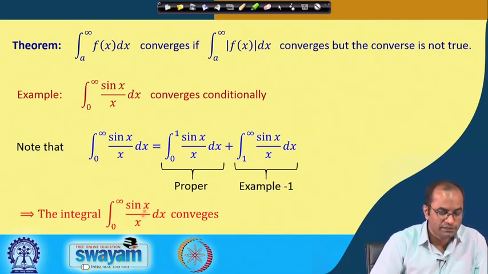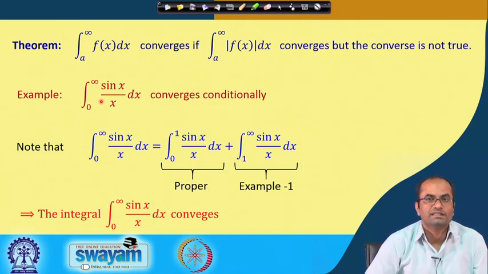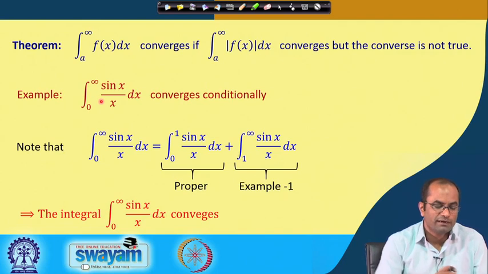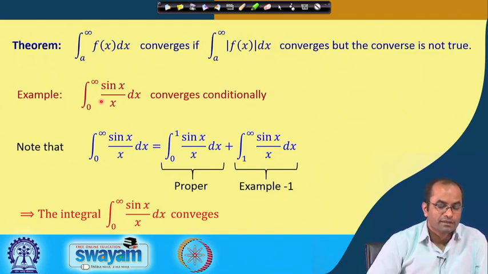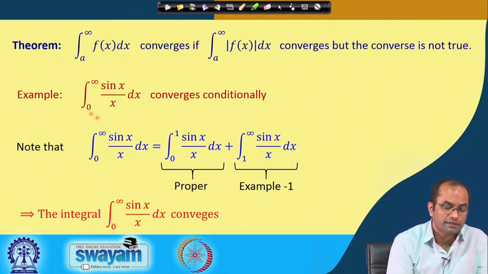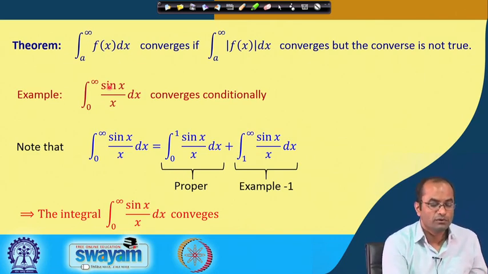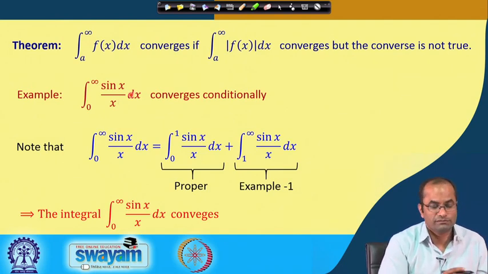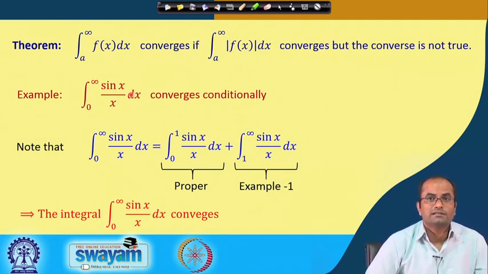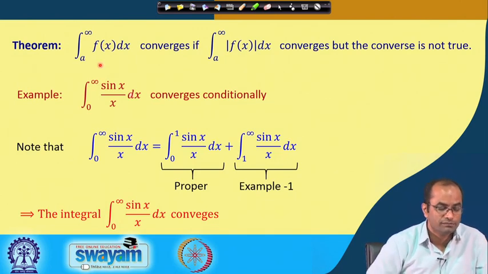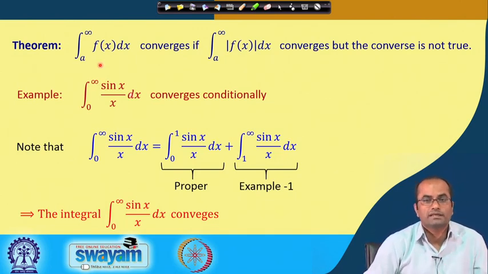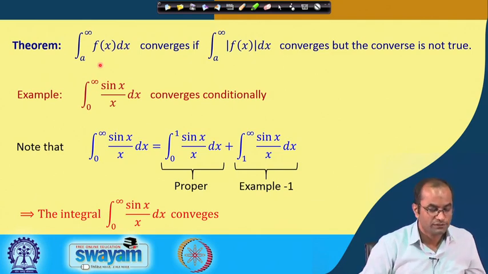So, the integral from 0 to infinity of sin x over x dx converges, and next we will show that when we take the absolute value of the integrand, that integral does not converge. This example says that the converse is not true, because here we have convergence of the integral, but the integral does not converge absolutely. The other way around is obvious, because if we are taking all positive values, we can still get this integral. So naturally, when the function takes positive and negative values, it will certainly converge.